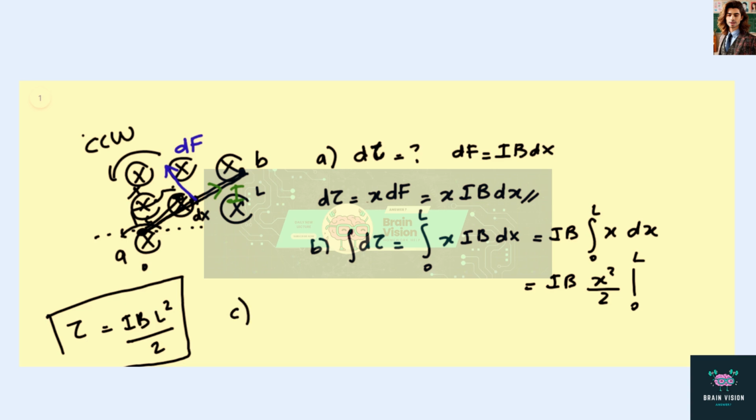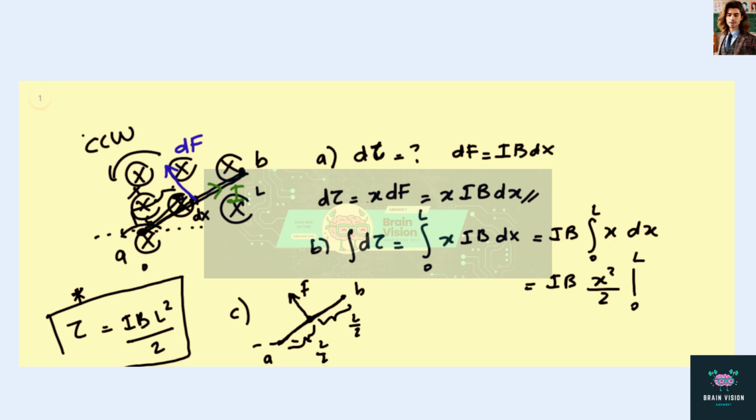Now, in part C, we're asked if all the magnetic forces were applied at the midpoint of the bar, whether this answer is consistent with that. So what does that mean? It means that this is point A, this is point B. The bar is extended between these two points, and this is the pivot point. Now, let's assume that we have the force applied at the center, midway between the two. So this distance would be L over 2. This distance also would be L over 2.